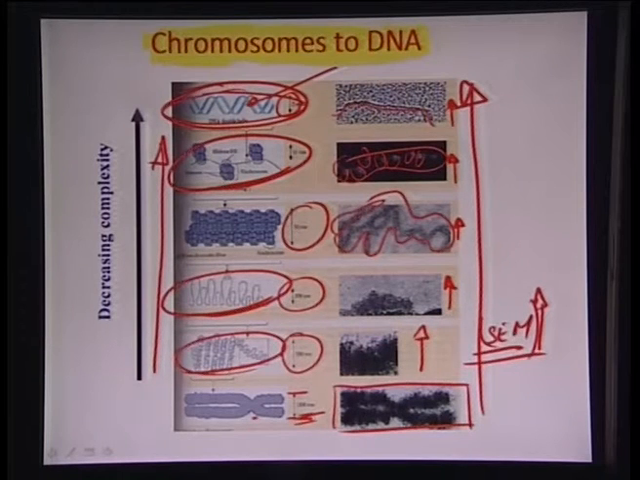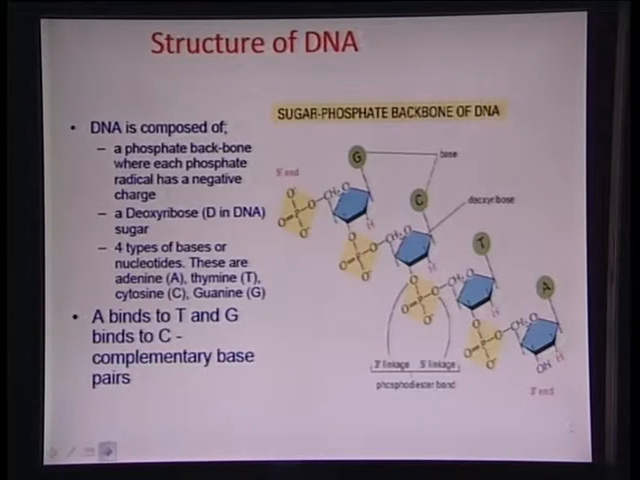So it's decreasing complexity or increasing magnification that you are looking at. This gives a sequence of what a DNA extracted from a chromosome would be. Let us look a little more into what a DNA molecule really would look like or behave.